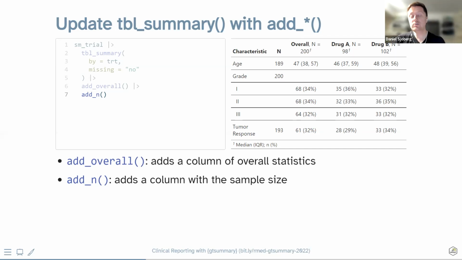So how you would do that is you would keep the default missing equals any. So if there are missing values, for example, for age or for tumor response, they will appear.